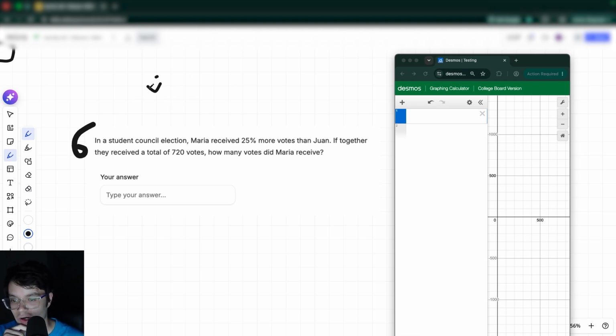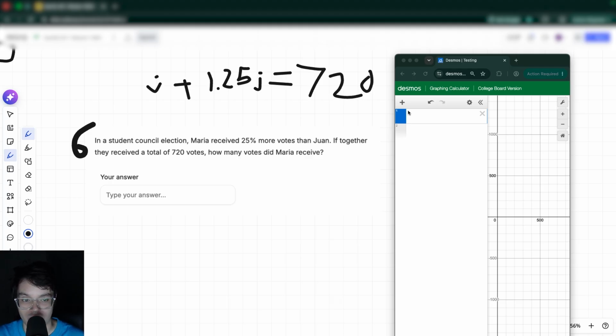So we have Juan here, and then Maria received 25% more than Juan. So we could basically say 1.25 Juan. And then if we add those together, it must equal 720 for the total amount of votes. Okay, so that's literally just what we have to put in here. So now you can see by writing that information, it made it so much easier.